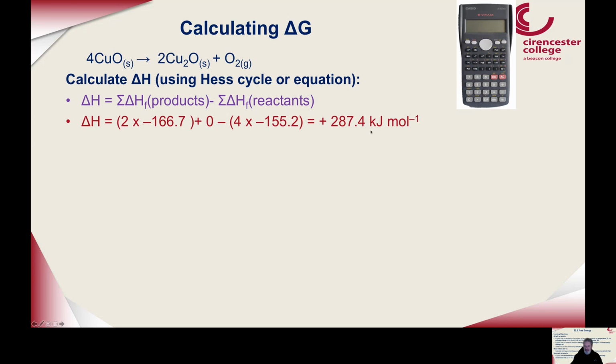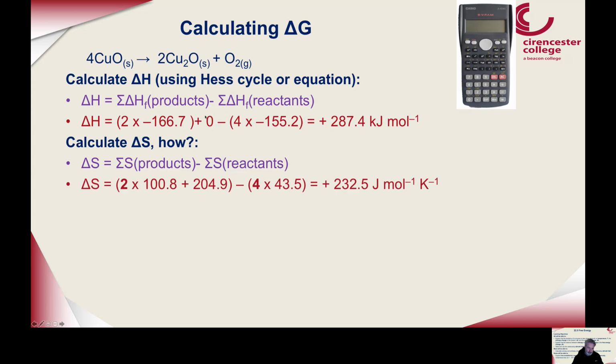Oh dear, that suggests that the reaction shouldn't happen because it's endothermic. Let's see what happens if we do work out delta G eventually. So delta S, what do we need to know there? We need to know the entropies of copper 2 oxide, copper 1 oxide, and oxygen. To work that out, we would need to know the entropy of the products, take away the entropy of the reactants to give us the entropy of the system.